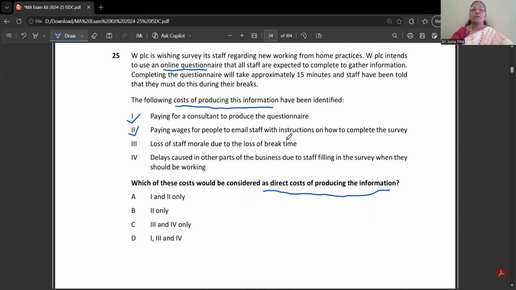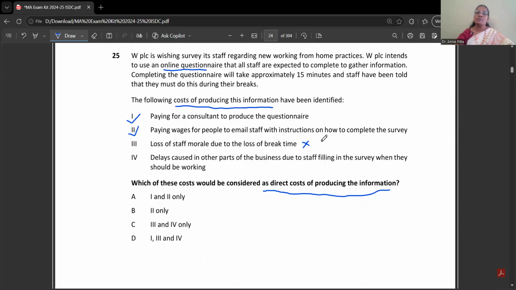No. Okay. So when the productivity is affected, when the quality of work gets affected, it is a loss for the business. Definitely it is. But at the moment, with the activity of collecting information, we are not able to identify this one. Therefore, it is not a direct cost. Next.